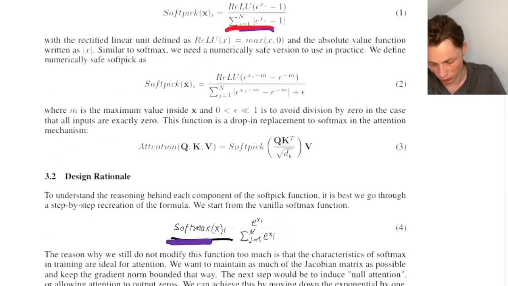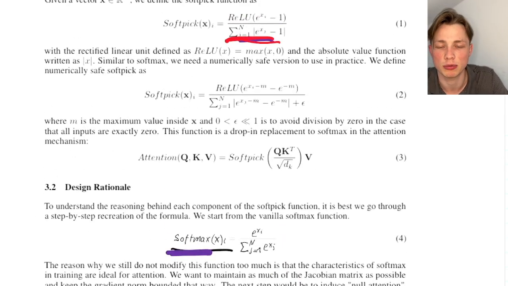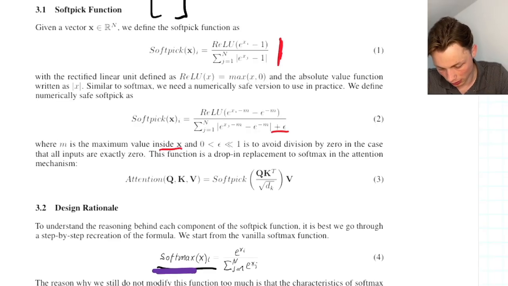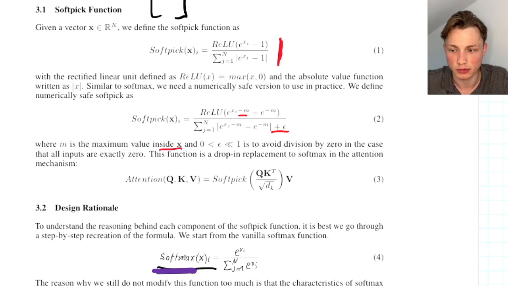And this is actually why they add the absolute value function on top of it. And now we can see equation number 2. They're just making some changes to this function because they want to make it numerically safe. One step is to add an epsilon so that we are not dividing by 0.